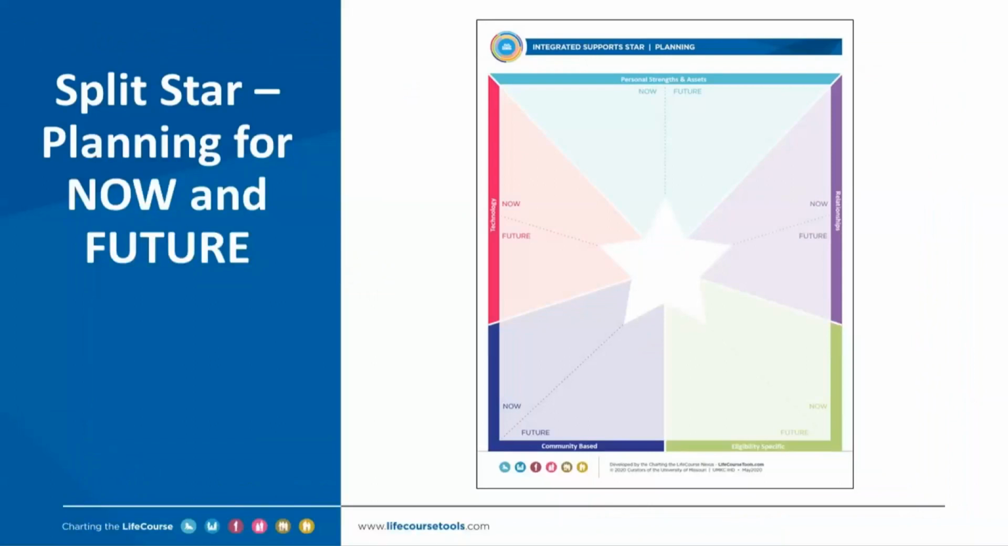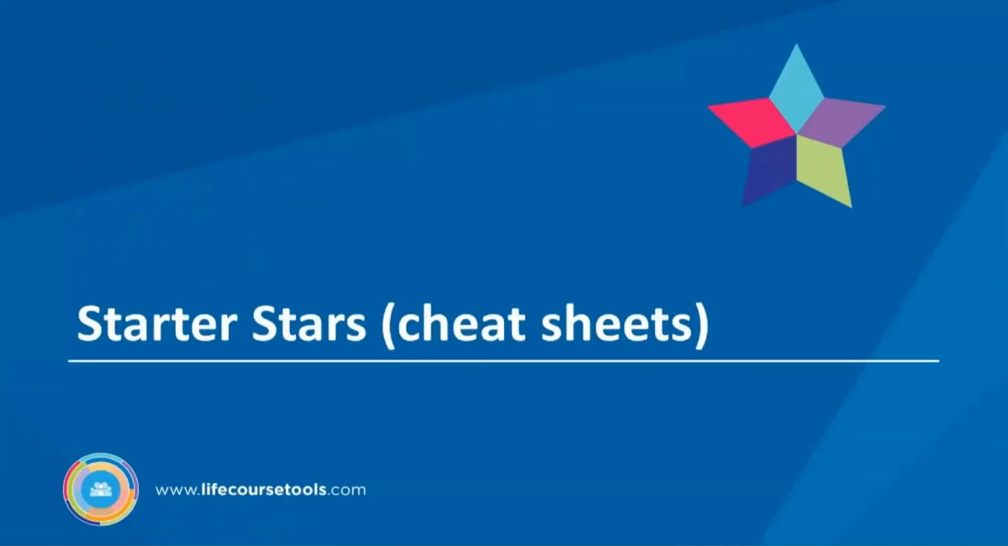So you can think about, what are the assets that I have now around the STAR, and what are things that I want to have for the future, that I'll need for the future for my good life.